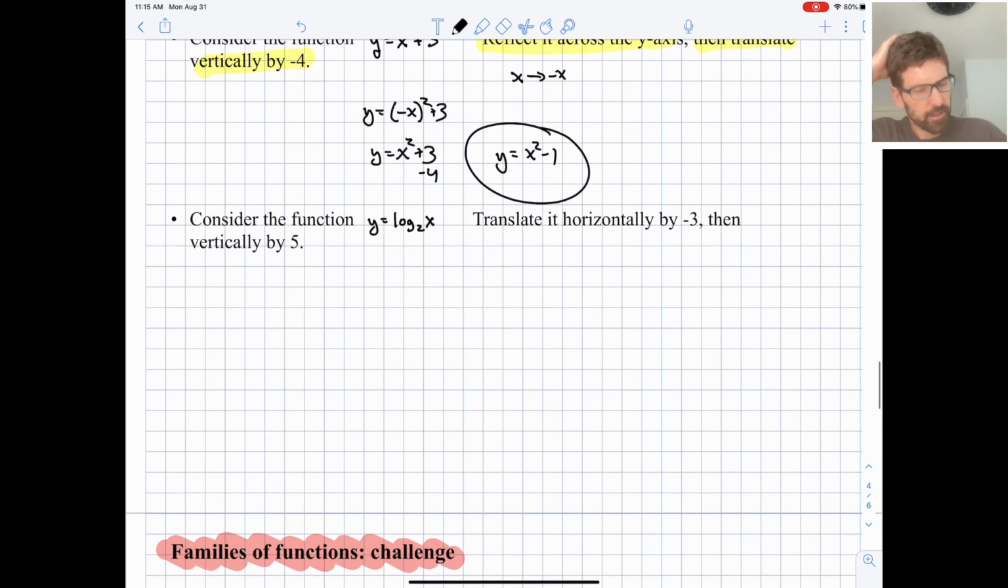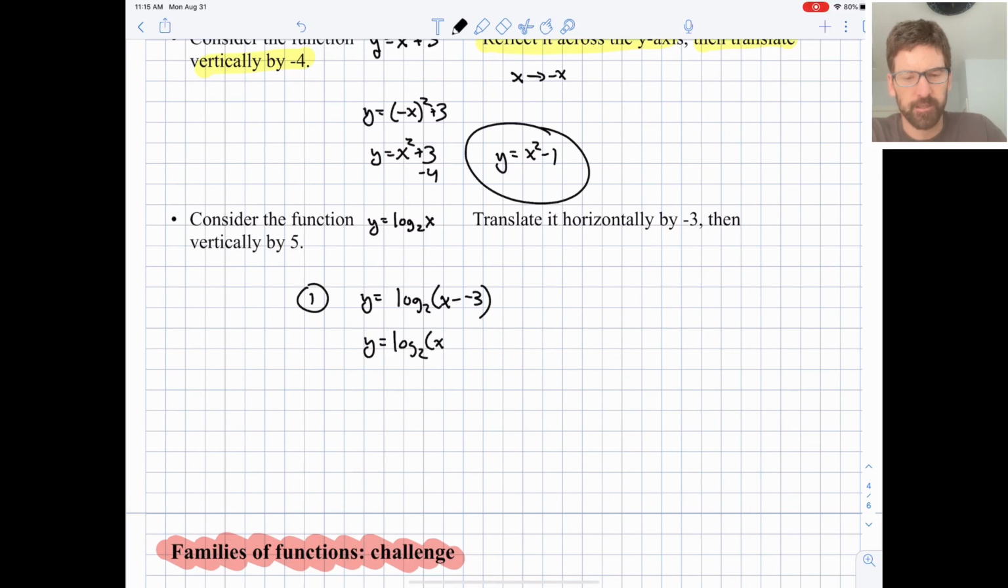And our last one here is a log function, and you probably haven't worked with log functions yet, but the same rules apply. We'll translate it horizontally by -3 and then vertically by 5. So let's do the horizontal transformation first. Y equals log base 2 of x minus a -3. And we can simplify that. Y equals log base 2 of x plus 3.